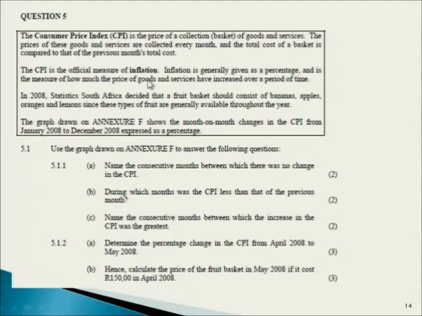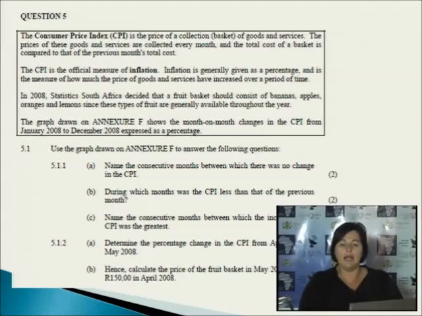Don't confuse the two. Inflation rate is the percentage one, but CPI is the Consumer Price Index. It's a long word, so remember it's a long number. It will always be 100 or more. Inflation is generally given as a percentage and the measure of how much the price of goods and services have increased over a period of time.